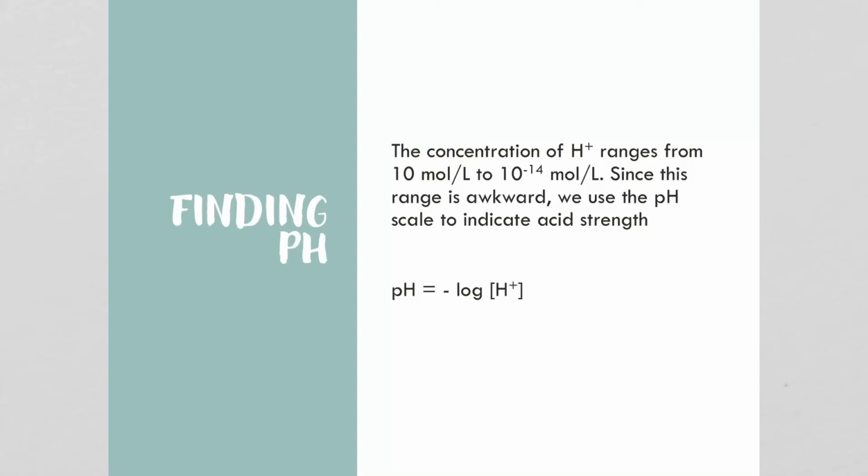So the concentration of hydrogen ions can range from 10 moles per liter to 10 to the negative 14 moles per liter. Since this range is awkward, because every change is like a 10-fold change, we use the pH scale instead to indicate acid strength. So we calculate pH as the negative log of the concentration of hydrogen ions. And 1 unit change in pH is equal to a 10-fold change in the concentration of the acid or base.